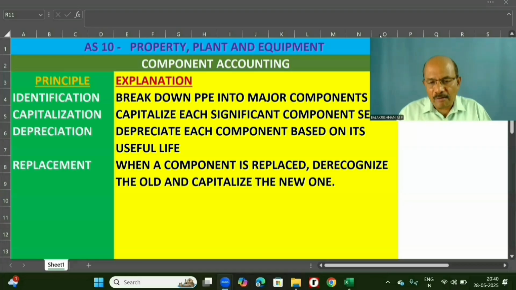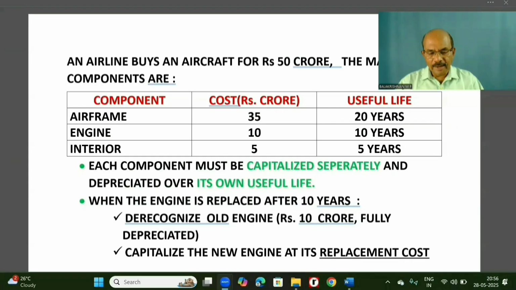Well, let us take an aircraft as an illustrative example. An airline buys an aircraft for rupees 50 crore. The major components are airframe, cost being 35 crores and useful life 20 years. Engine, 10 crores cost and useful life 10 years. Interior, cost 5 crores and useful life 5 years. Well, each component must be capitalized separately and depreciated over its own useful life. We have seen each has got a different useful life, is it not?